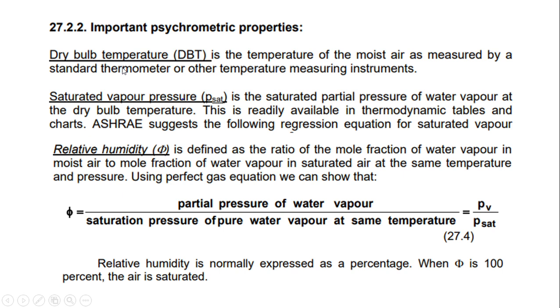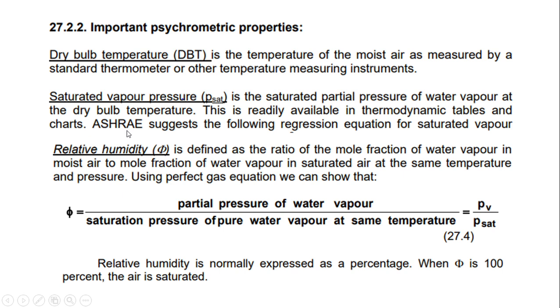Next, we are going to see the important psychrometric properties. What are the properties involved in the psychrometric process? Okay, first of all, it is the dry bulb temperature, normally known as DBT. It is the temperature of the moist air as measured by a standard thermometer or other temperature measuring instrument.